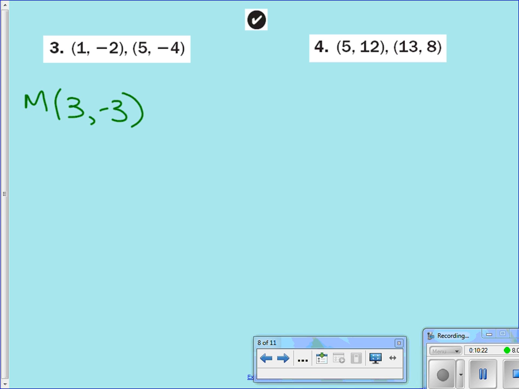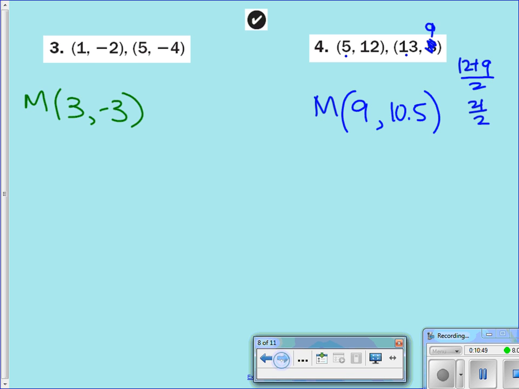What's in the middle of -2 and -4? -3. Ta-da! If you don't have a value that's perfectly even, that's okay. What's in the middle of 5 and 13? 9. And in the middle of 12 and 9, if you can't think of what's in the middle, go to your average. 12 plus 9 divided by 2 would be 10.5. It's okay to have 0.5s and halvesies in ordered pairs. That's perfectly fine.